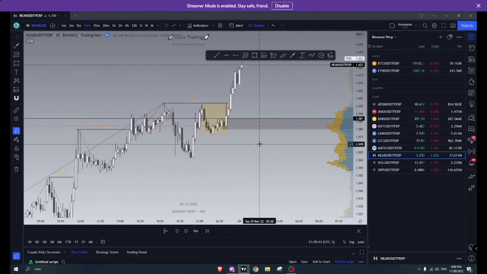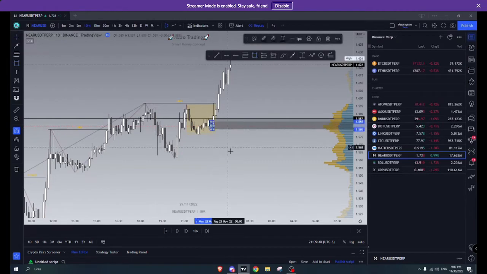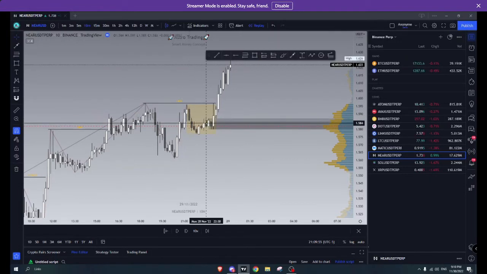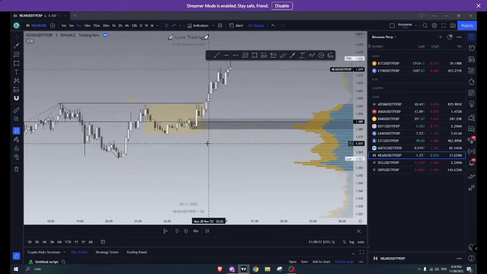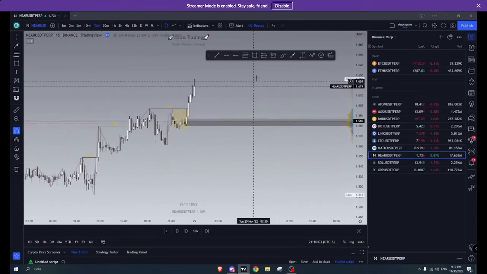But if I would have refined a bit more, this last down candle would have been a better entry. I just got this entry here now. Going on the 5 minutes, the 5 minutes is still the same, so I will not go lower.